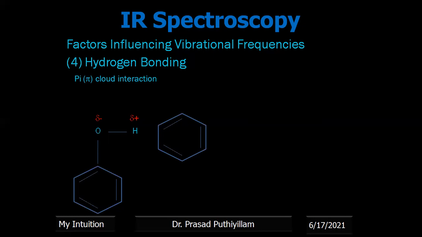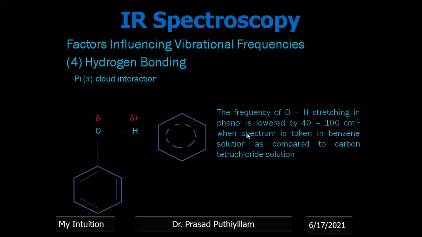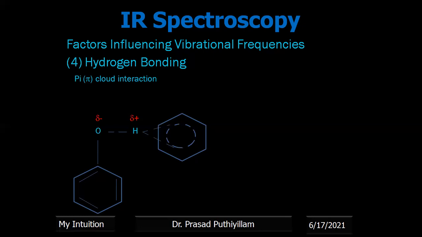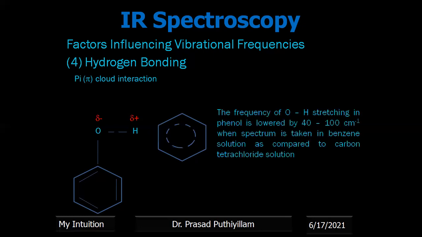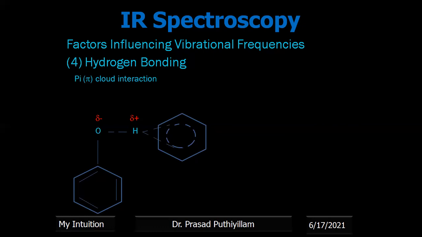That means if you take benzene as a solvent to study the IR spectra of phenol, then this type of theoretical analysis is very important, because it can form a pi cloud interaction. The OH bond weakens and it can form interaction with the pi electron cloud present there. So the frequency of OH stretching in phenol is lowered by about 40 to 100 centimeter inverse when the spectrum is taken in benzene solution as compared to carbon tetrachloride, because here it can form this type of pi cloud interaction.